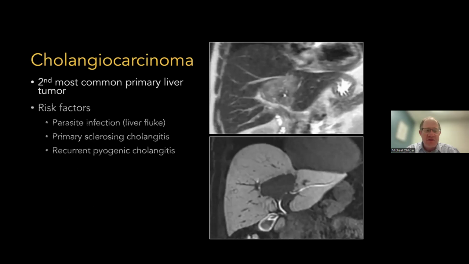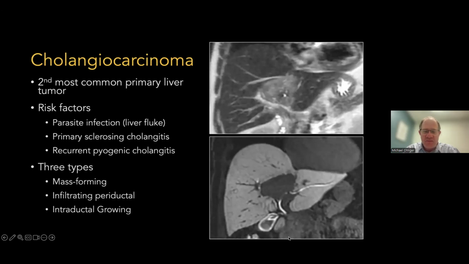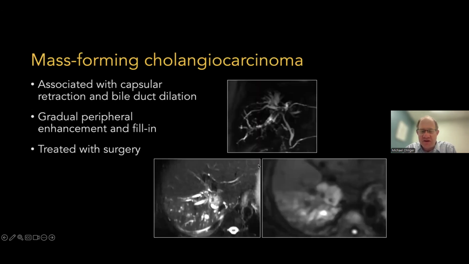Cholangiocarcinoma, as you know, is the second most common liver tumor. But for the biliary tree, this is really what we want to look at. It's got a bunch of risk factors. I want to show you examples of how it looks on imaging because it can be very subtle. You can have mass forming, which looks like a mass, infiltrating, and also intraductal, and I'll show you examples of those.